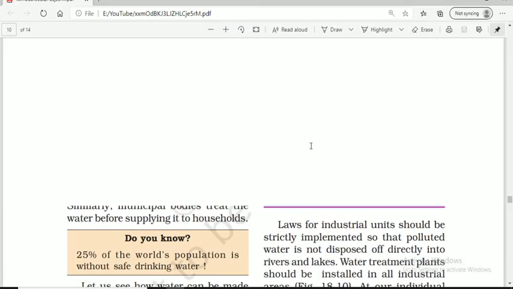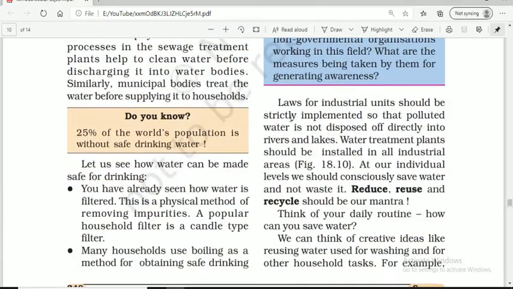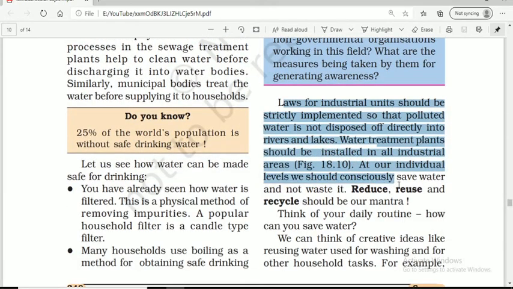Next, what you have to read in this chapter now: laws for industrial units should be strictly implemented so that polluted water is not disposed of directly into rivers and lakes. Water treatment plants should be installed at industrial levels in industrial areas. We should consciously save water and not waste it. Reduce, reuse, and recycle should be our mantra.